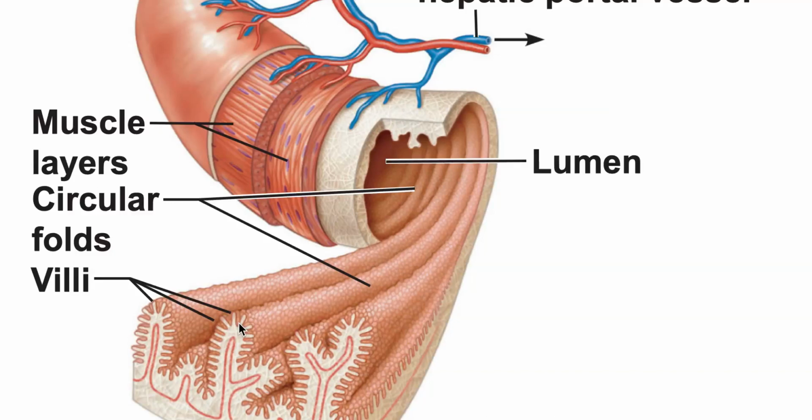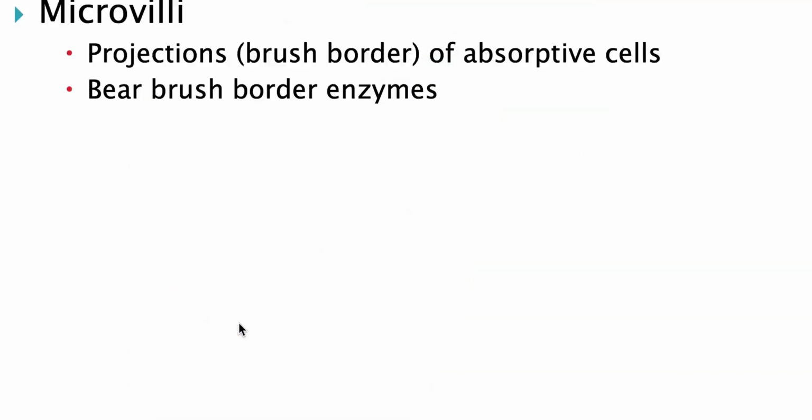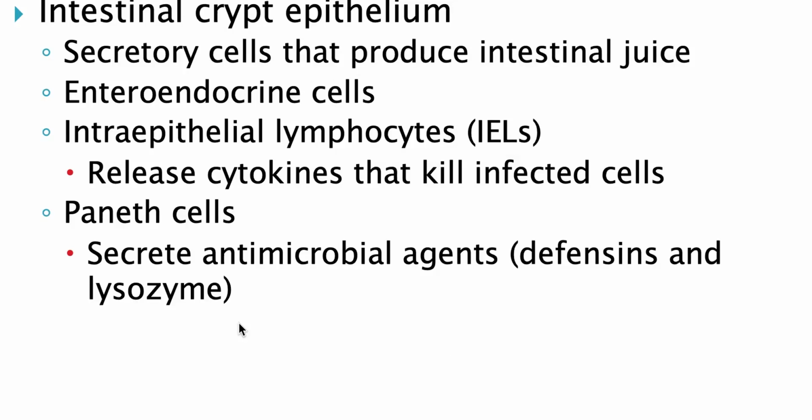On top of the microvilli, in addition to being the site where absorption takes place, there's also a lot of brush border enzymes where the finished portion of chemical digestion occurs for most nutrients. So those microvilli, that's where we see those brush border enzymes.